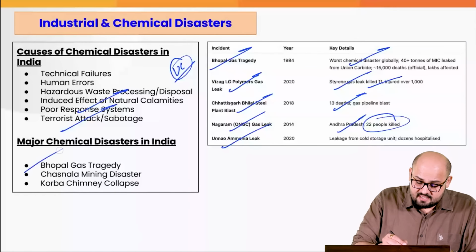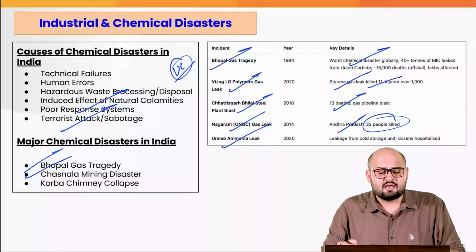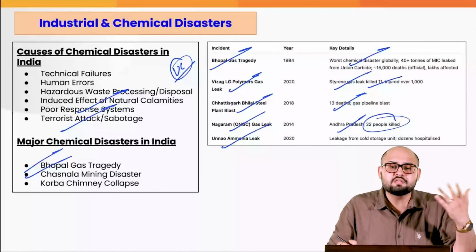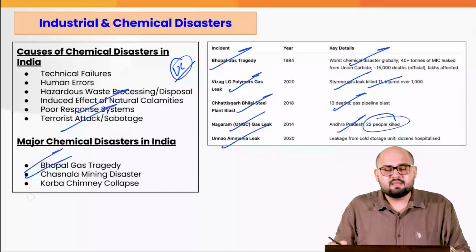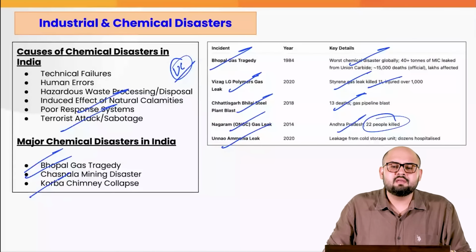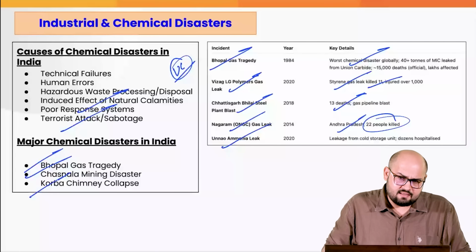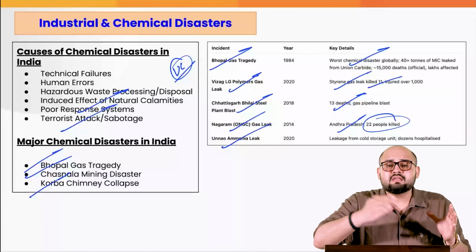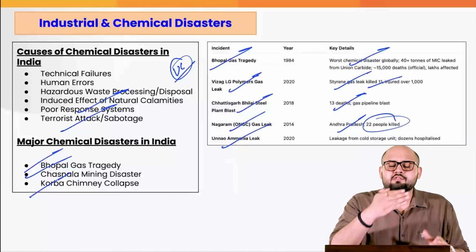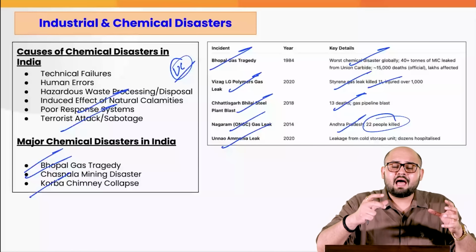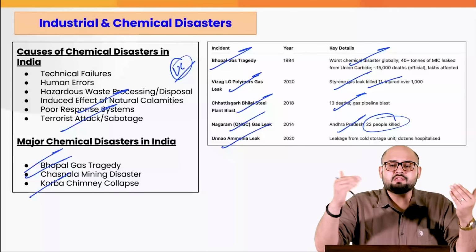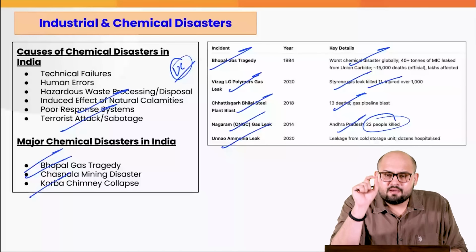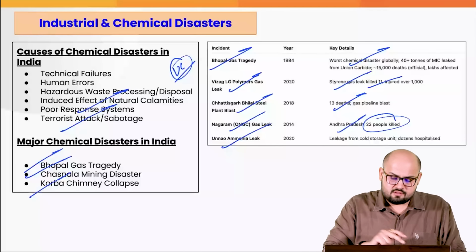So Bhopal gas tragedy. Then we had a particular mining disaster in Chasnala in the 1970s where a mine collapsed. And ultimately, it led to the killing of more than 700 people. Then we had the Korba chimney collapse, where there was a blast in the chimney and almost 50 people died in this particular disaster. So again, what we have been witnessing is the increasing frequency. Previously, the frequency was not this much. But now, since we are having more industrialization, the frequency has increased. What it also tells us is that there is improper management. The management of these disasters is not proper.